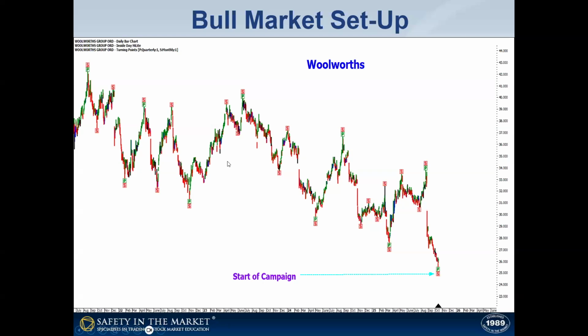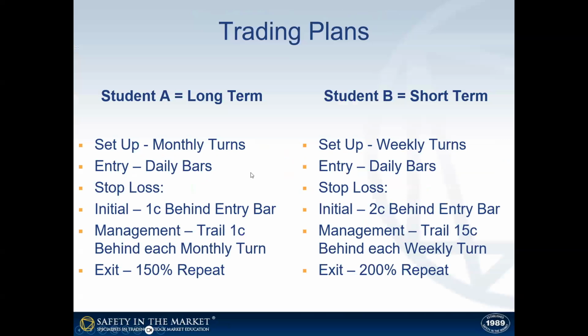So I'll just show you their setup. We've got student A, who's a bit of a FIFO worker. He hasn't got time to stare at the screen. He's in and out of home, etc. So he likes his trades to be a bit more long term. He uses monthly turns. He still enters using daily bars. His stop loss will be 1 cent behind that turn, and then he may manage it by trailing 1 cent behind each monthly turn as it comes along, and he's looking for a big range and for it to repeat by 150%.